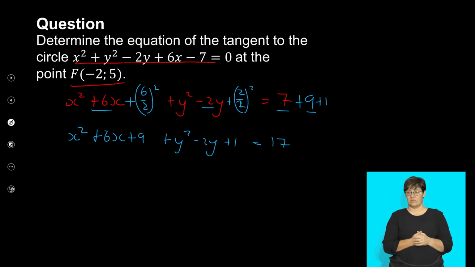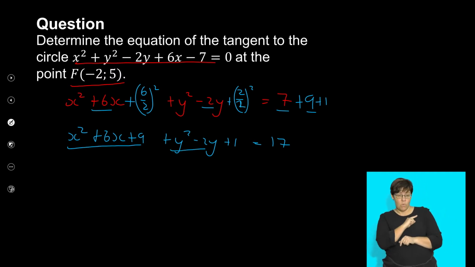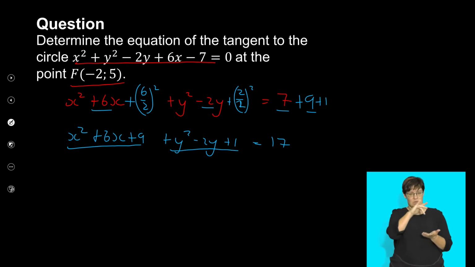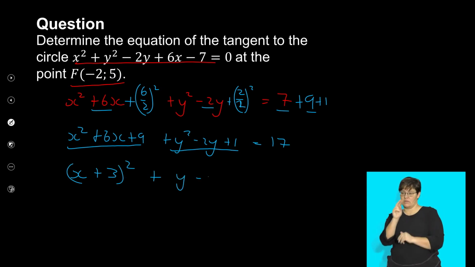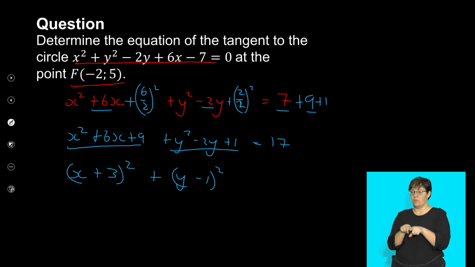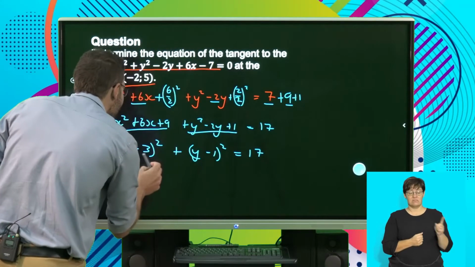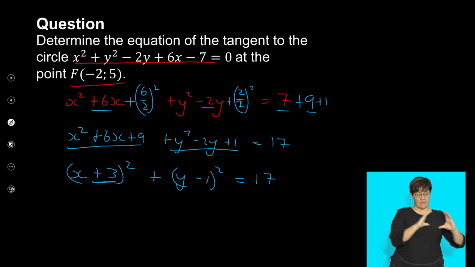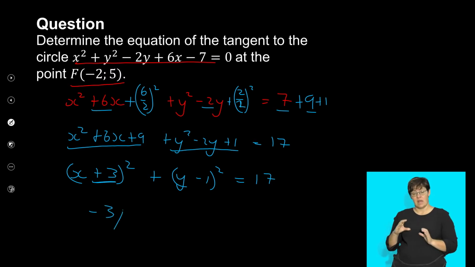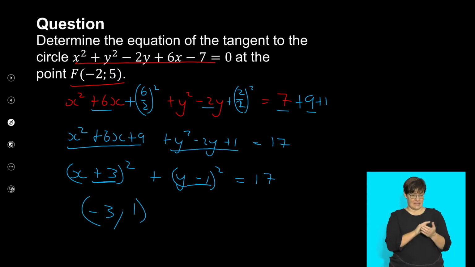All right. Now I'm going to go factorize both of these, because once I've factorized it, I know what the center of the circle is. And so let's do that. I'm going to get x plus 3 squared. I'm going to get y minus 1 squared is equal to 17. And this is great, because now I've got it in standard form and I can see what the center of the circle is. This plus 3 has shifted it in the opposite direction, shifted it to the left, and so my x value is going to be minus 3. This has shifted it up, and so my y value is going to be 1. That's the center of my circle.